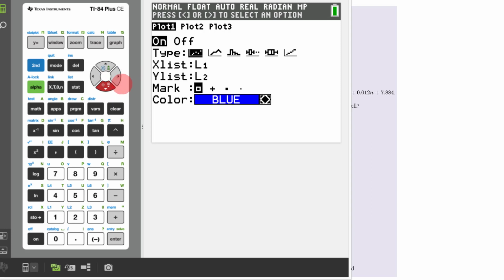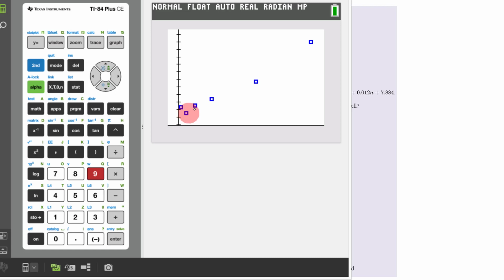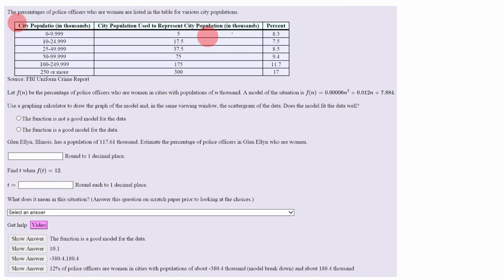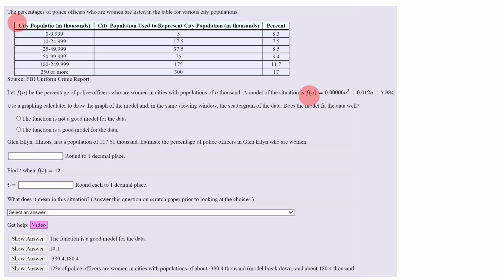At this point, we would go to graph this, to zoom, and then notice number 9 is zoom stat. It does this on purpose so it can beautifully graph the scatter plot. So each of these points is a point on this table, like this is the x and this is the y, x, y, x, y. And looking at that scatter plot, you would want to see whether or not it would take the shape of a quadratic function.